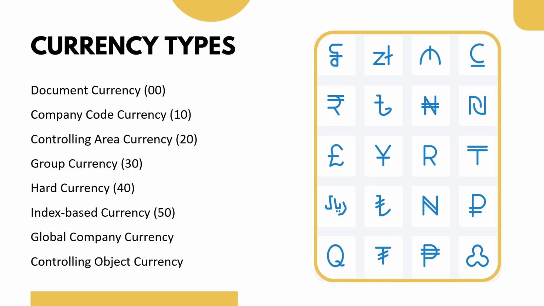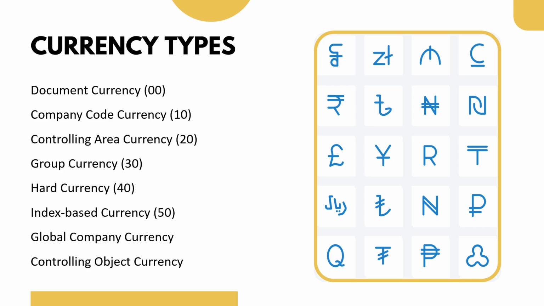Now, the controlling area currency is something above the company code currency. If we have more than one company code in our organization, we always want to have the management reporting done in a particular currency, which usually will be the currency of the company headquarters, so that the group reporting can be done at the controlling area level.